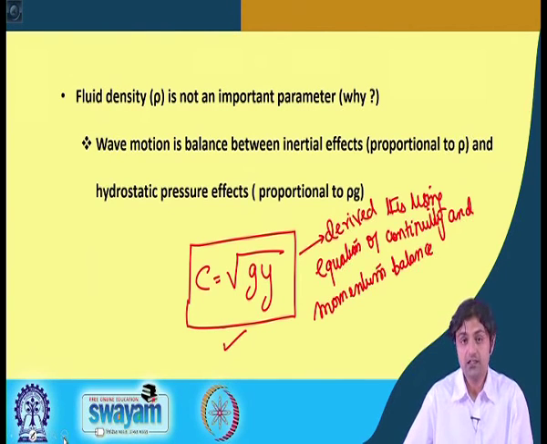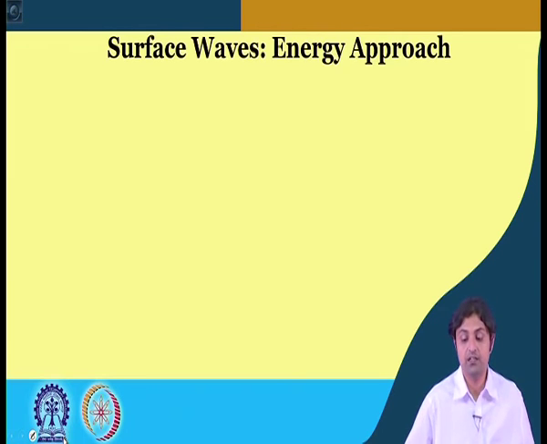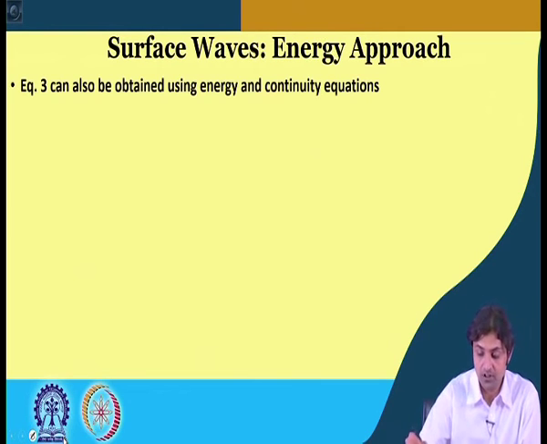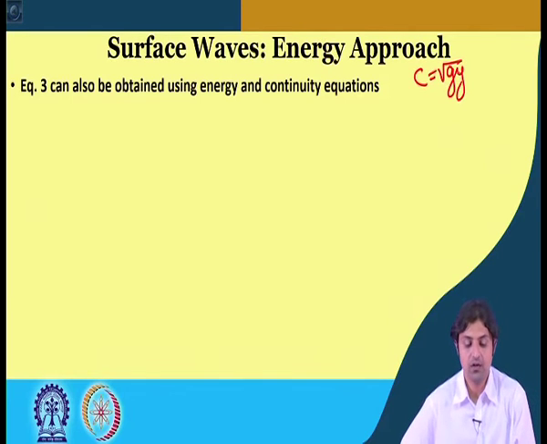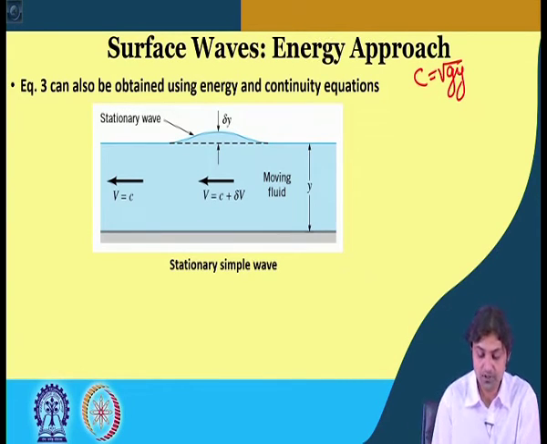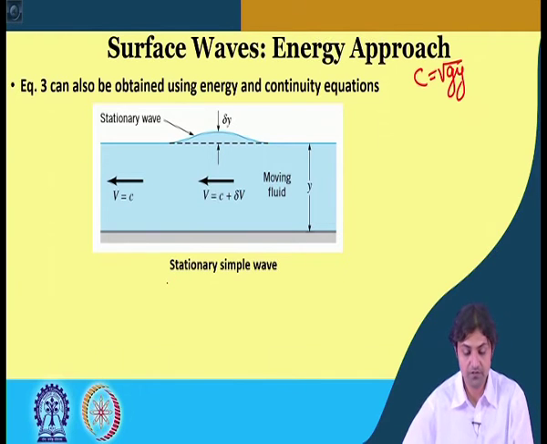So, I said that this was derived using the continuity and momentum balance. However, the same result can also be obtained using the energy balance approach. Okay. So, equation number 3, c is equal to under root g y, can also be obtained using energy and continuity equations instead of momentum. So, you see this simple stationary wave. Okay.